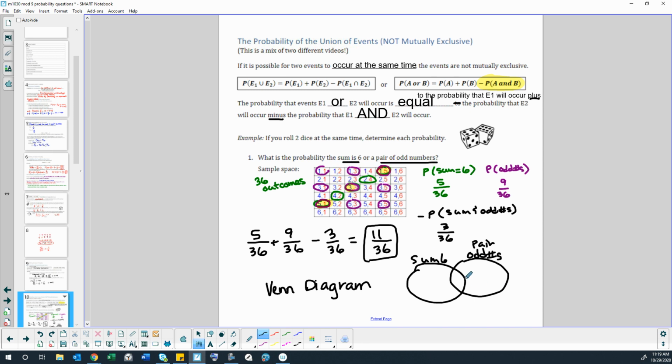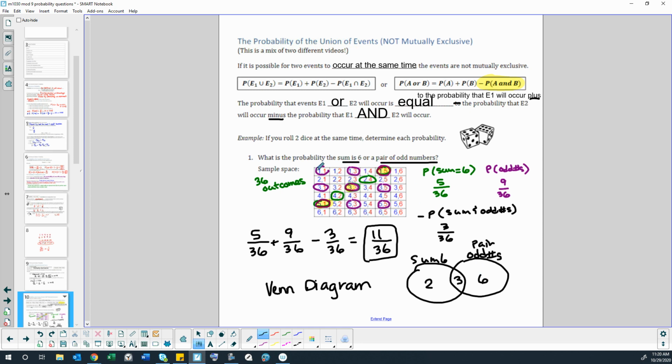Okay, and we had 3 that fit in both categories, right? So there were a total of 5 that added up to 6, but 3 of those were also pairs of odd numbers. So we had 2 that were a sum of 6 without also being a pair of odd numbers. So together we have 2 and 3, which is 5 pairs of numbers that add up to 6. Then we have pairs of odd numbers, and we counted 9 of those. But 3 of those were ones that also added up to 6, which is why that's in the middle. So there's 6 more over here that don't add up to 6. So that gives us our 2 plus 3 is 5 plus 6 is 11 total out of 36.